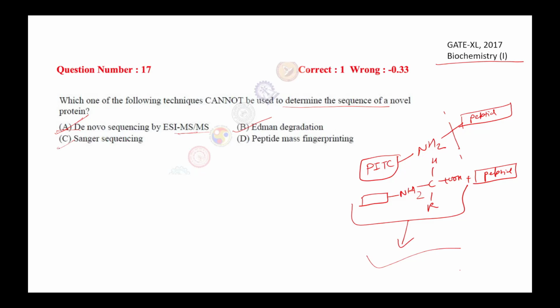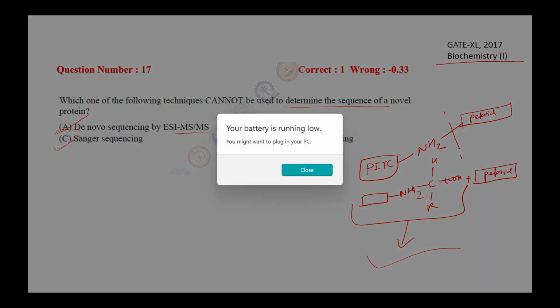Next, this Sanger sequencing also we perform to find out the sequence. So protein or DNA, you can say, if DNA sequencing can be done, then protein sequence can also be predicted from there. So all these three can be used for the sequencing of a novel protein.